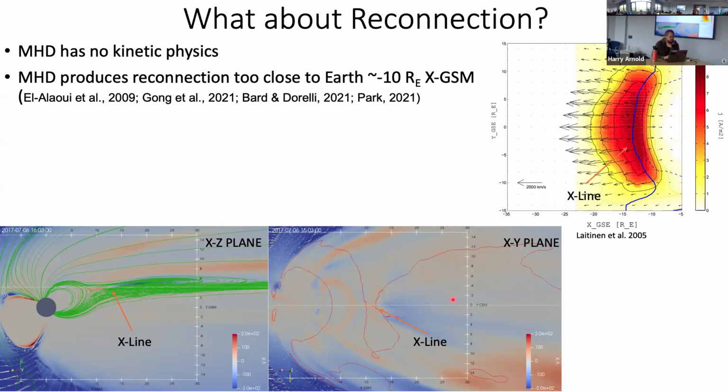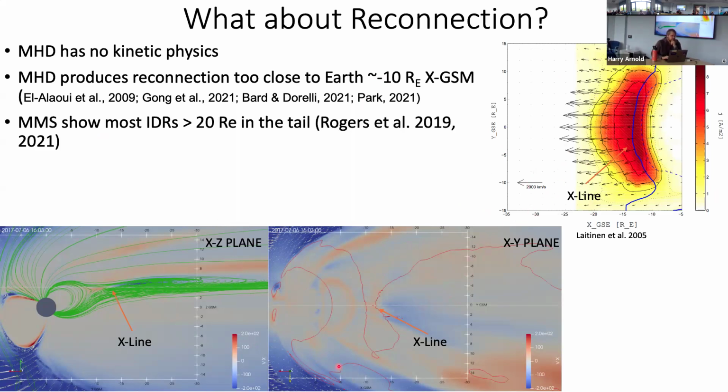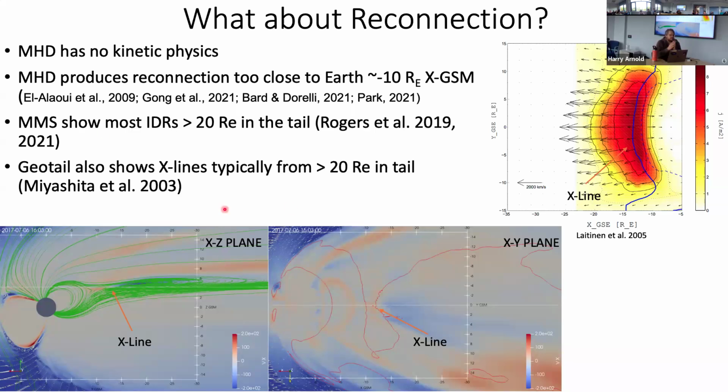These are two different MHD simulations, actually two different MHD models that both produce very close X-lines. But all these statistics show, and the plots that I showed at the beginning all show, that X-lines are typically happening around 20 RE in the tail, certainly more than 15 RE.